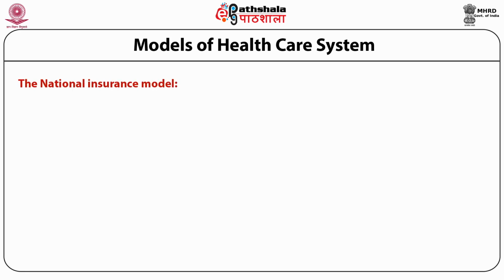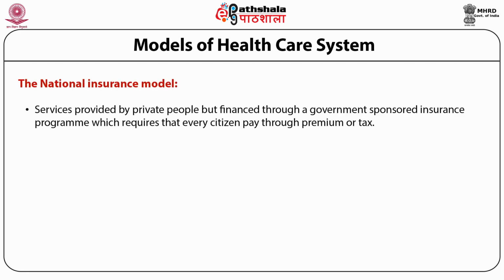The national insurance model was proposed by Tommy Douglas. The services are provided by private people but financed through a government-sponsored insurance program which requires that every citizen pay through premium or tax. This model is practiced purely in Canada.